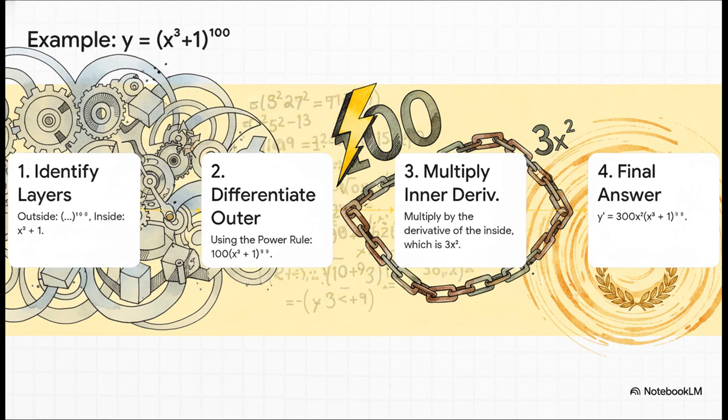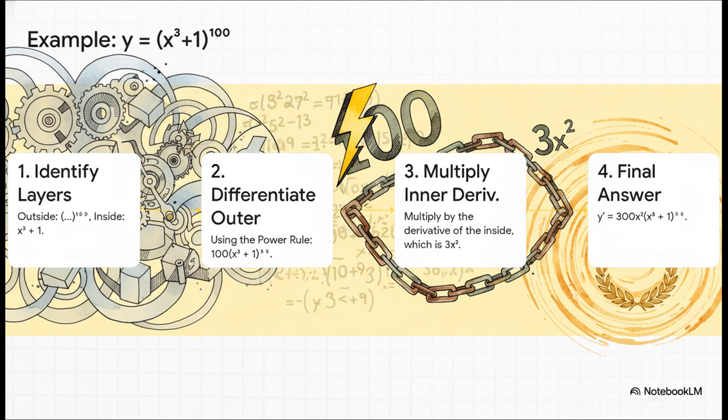Y equals the quantity x cubed plus 1, all raised to the 100th power. So, first, let's identify our layers. The outer function is something to the power of 100. The inner function is that x cubed plus 1. So, we start with the outside. The power rule tells us to bring the 100 down in front, and the new exponent becomes 99. Notice how the inside, the x cubed plus 1, is still just sitting there, completely untouched.